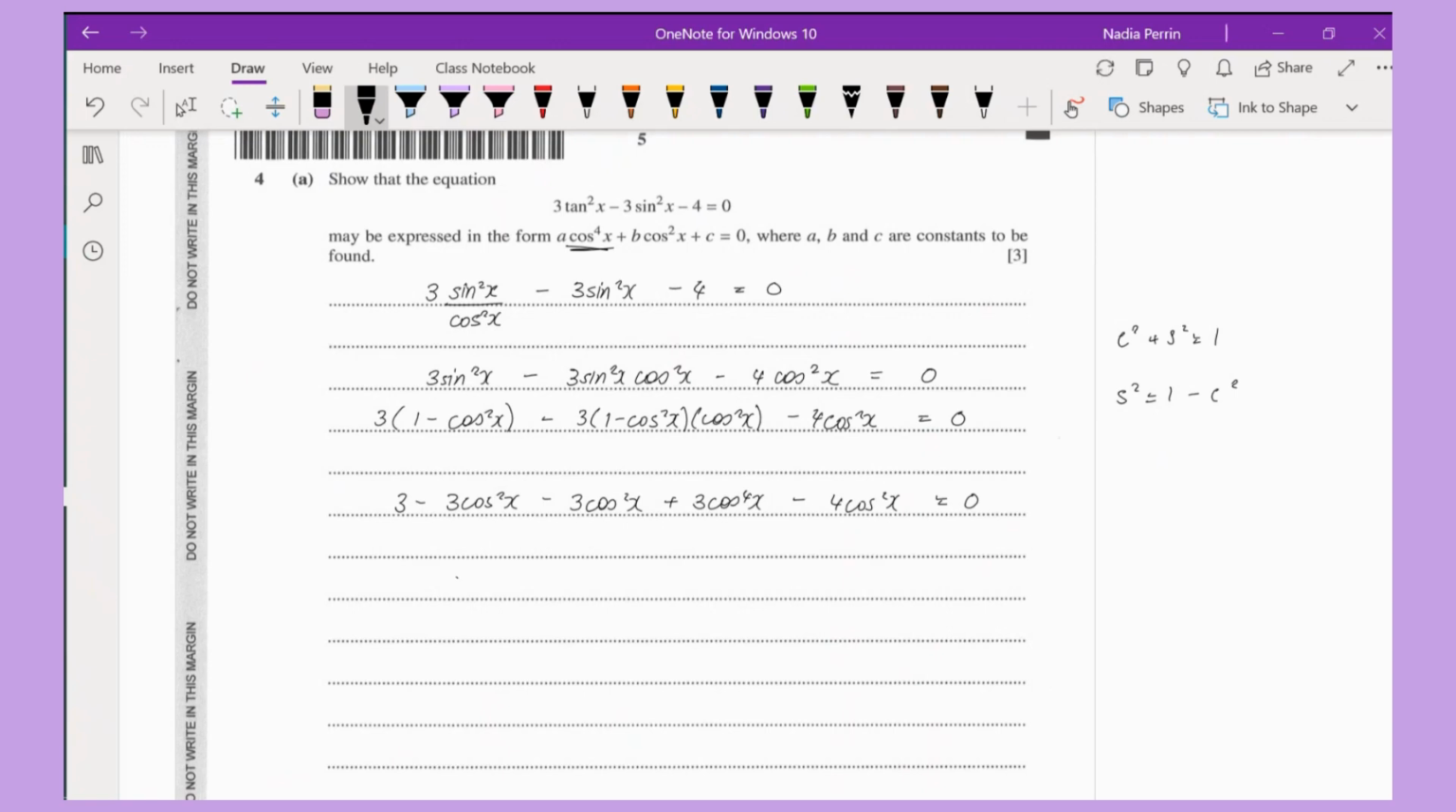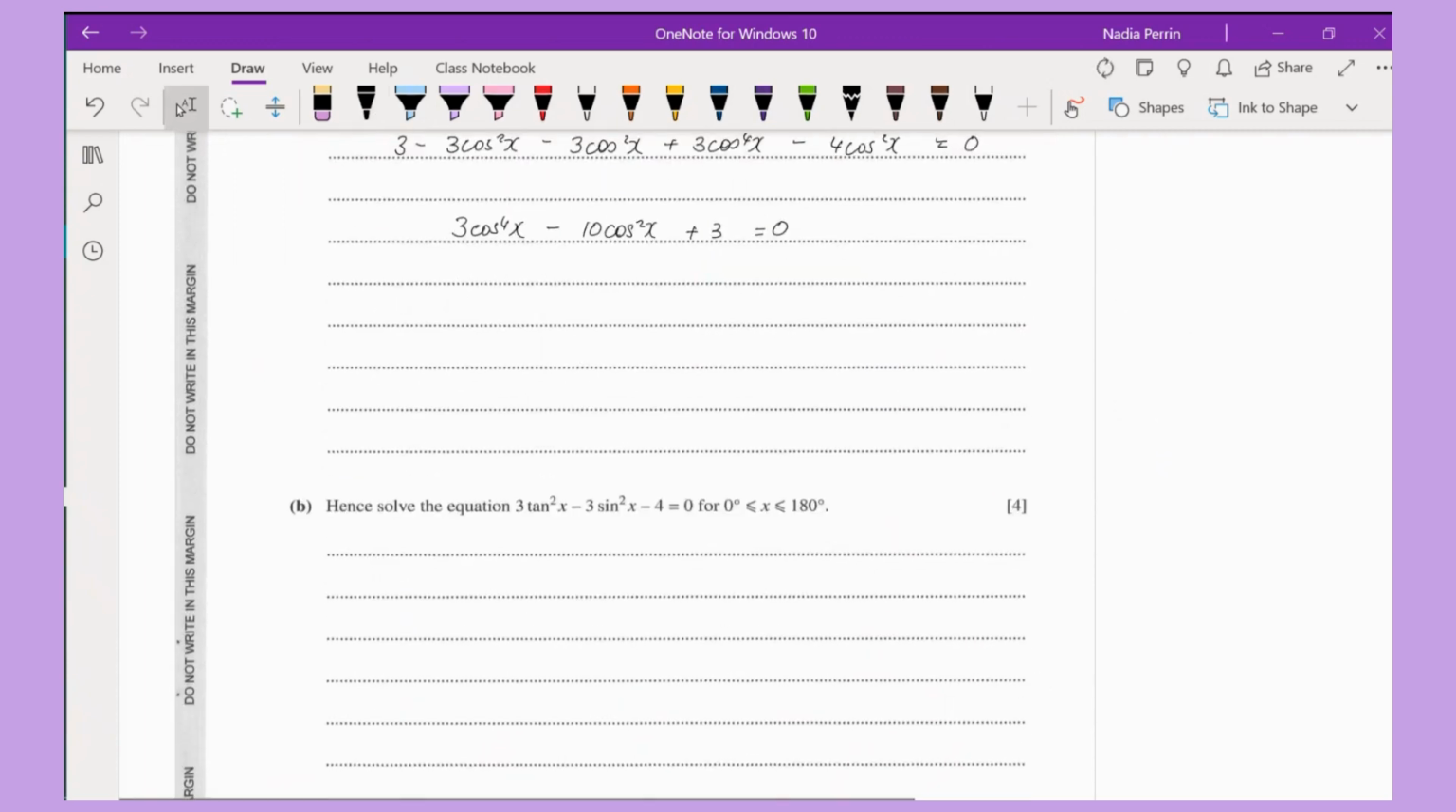There's only 3 cos to the power 4 here. We've got negative 3, minus 4, which gives us minus 10, and just the positive 3 there. And we are done. They then ask us to solve it just between 0 and 180.